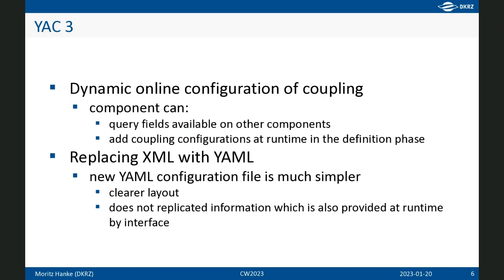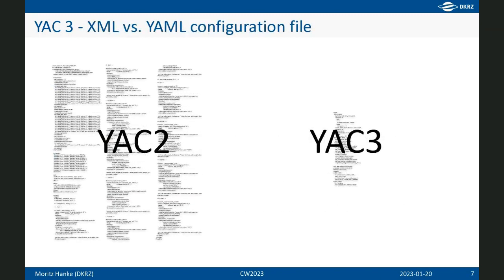In addition, we replaced the XML configuration file with a YAML file, because the format itself is much simpler, and we reduced a lot of information, which made it much smaller, because we had some complaints that the XML was too big and too hard to read. Here's a little example. These are two configuration files for the same setup, on the left hand side the YAC version in XML, and on the right hand side the YAC 3 version in YAML, and I think it speaks for itself.